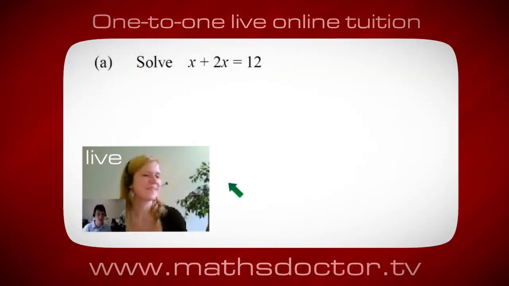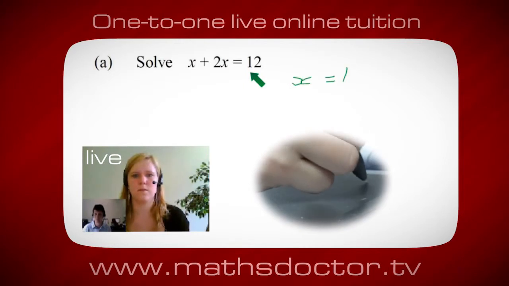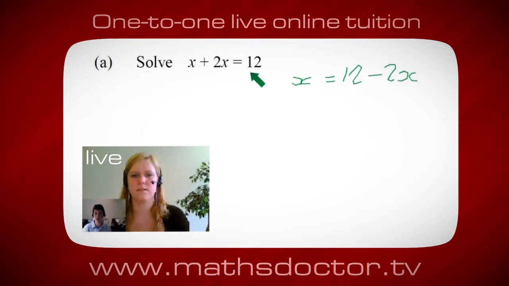So let's have a look at this one. Solve x plus 2x equals 12. So what do you think you do first? Okay, well, I want x on its own, so I would put x equals 12 minus 2x.